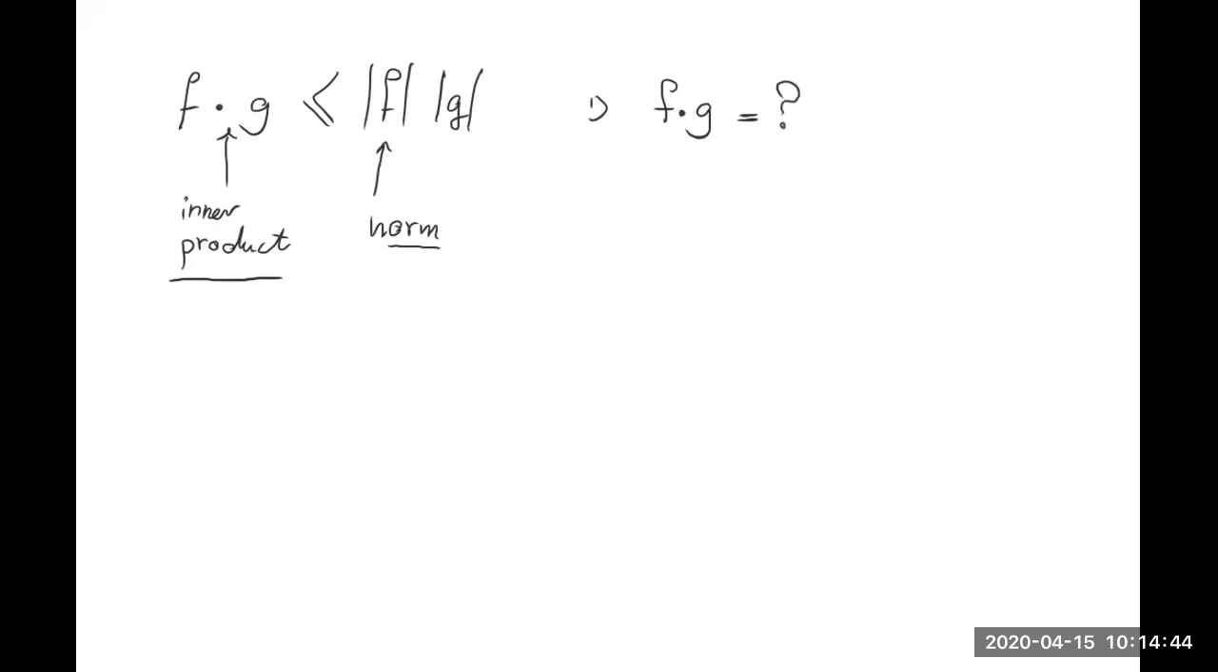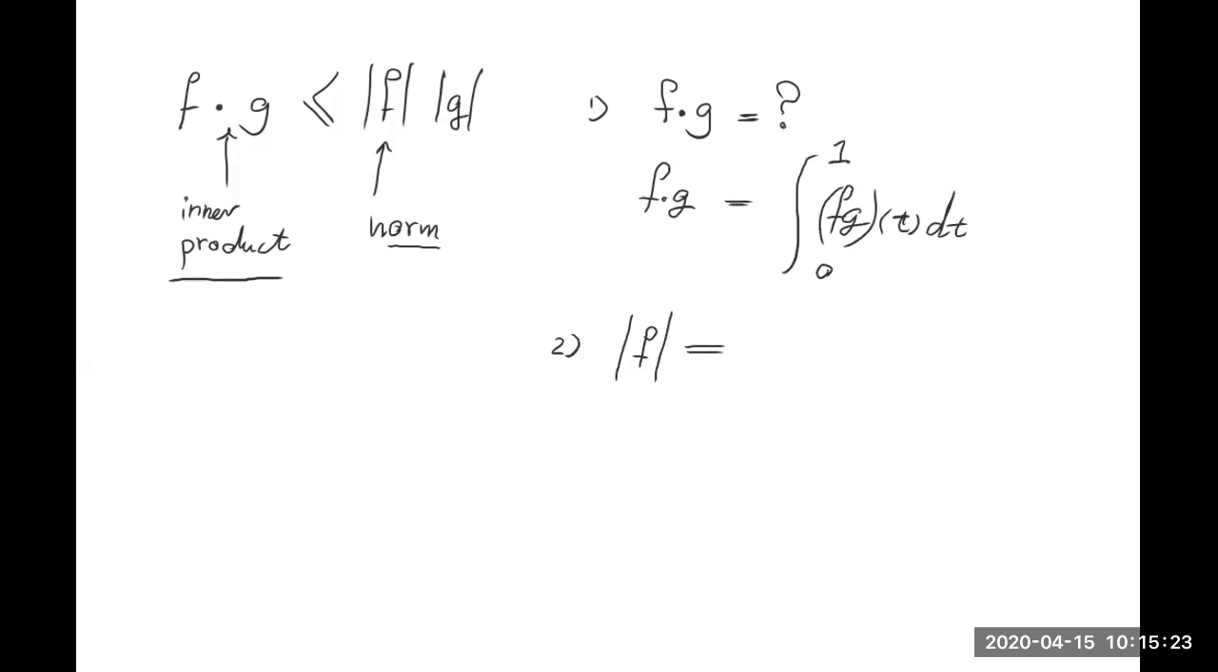Does anyone know what the inner product of two functions is? The integral between 0 and 1 of f times g. Yes. So it's correct. We define the inner product of f and g, two functions defined on a unit interval, to be the integral of fg, their multiplication, of t dt from 0 to 1. We call that the inner product. And second, what is the norm of f? Well, when we have an inner product, we can always define a norm, because we can define the norm to be the square root of f inner product f.